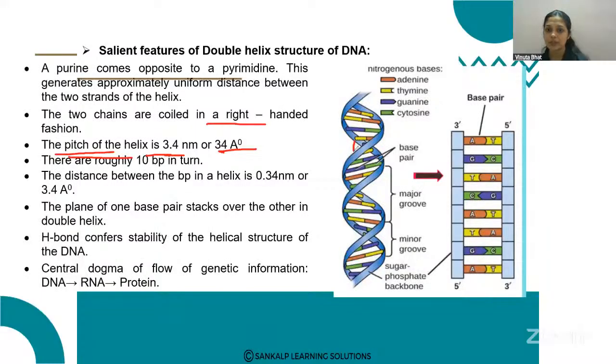So this pitch of the helix is 3.4 nanometer or 34 angstrom. There are roughly 10 base pairs in each turn.